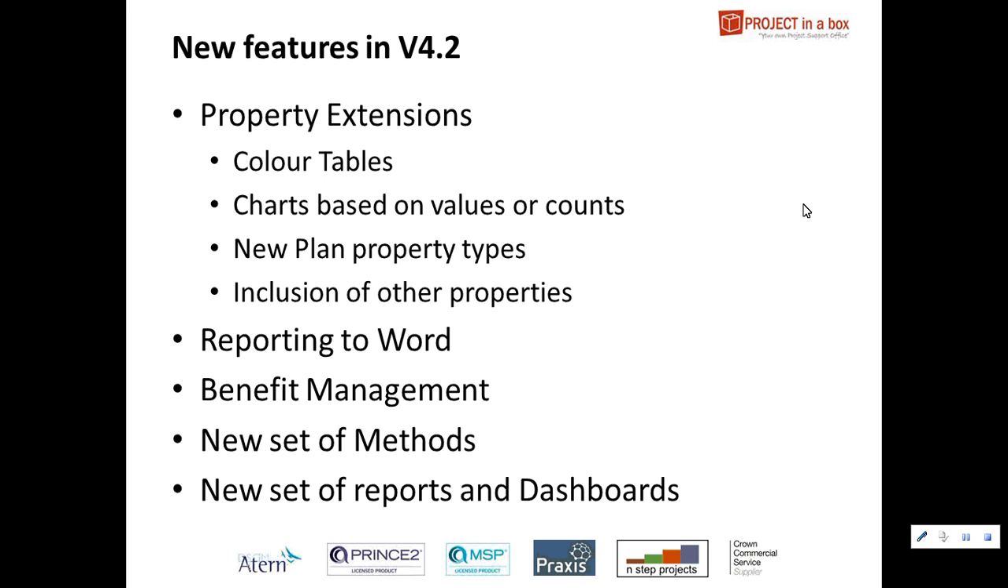So for example, on a count one, you could run a count against the project status, and if you had 10 projects, 3 red, 3 amber and 4 green, you would get a pie chart with those 3 segments proportionately sized against the whole number of projects. If you wanted to run against actual values, you could do the same with bar charts and pie charts.